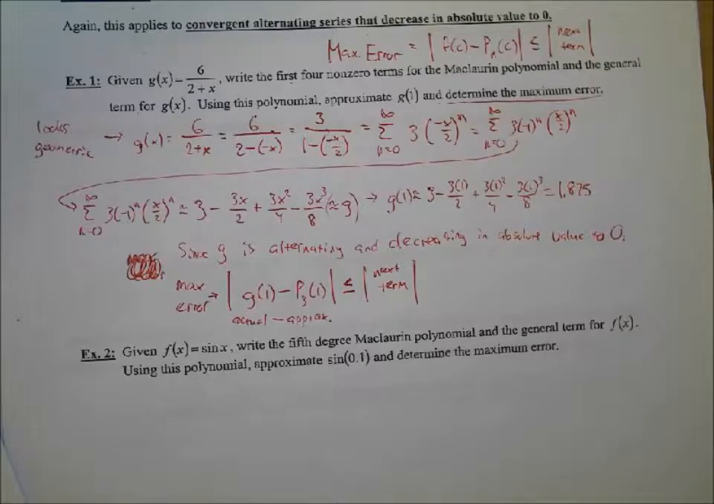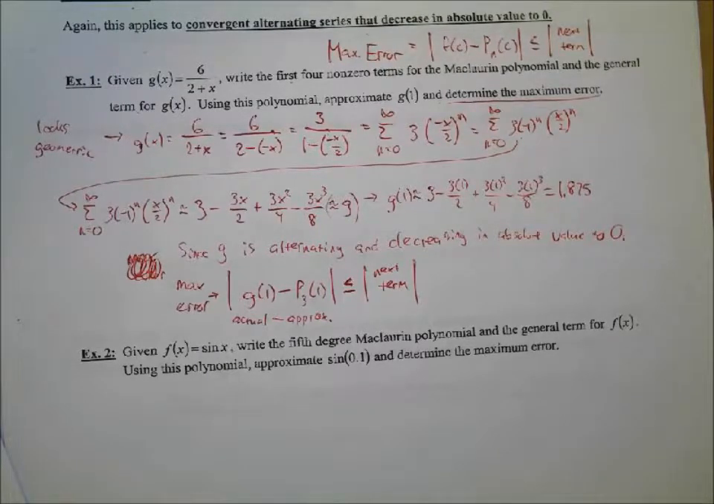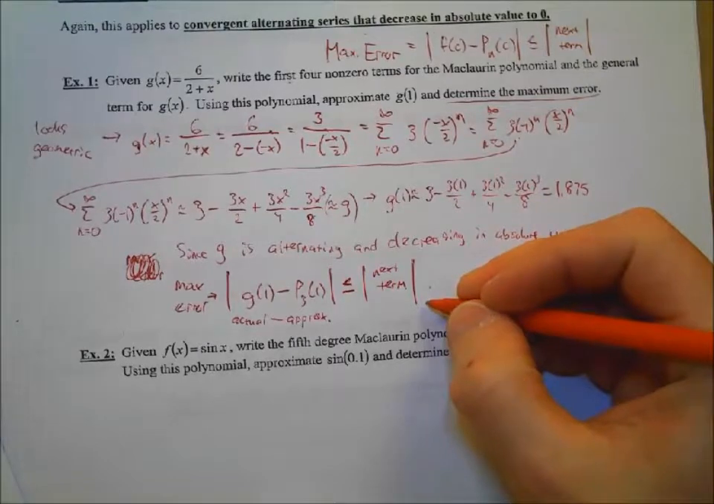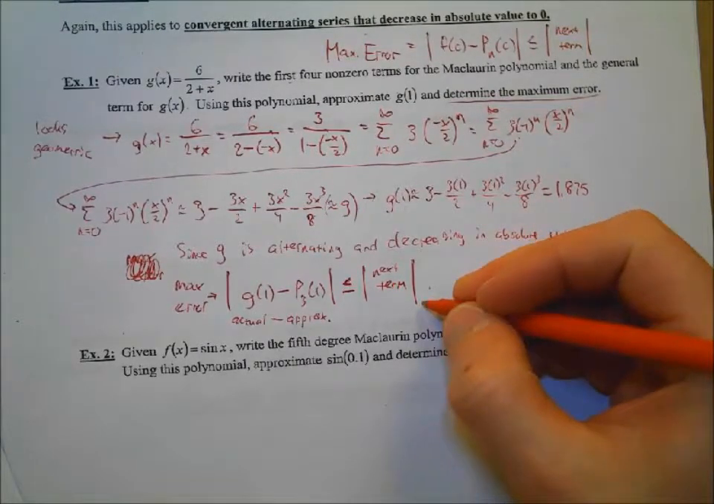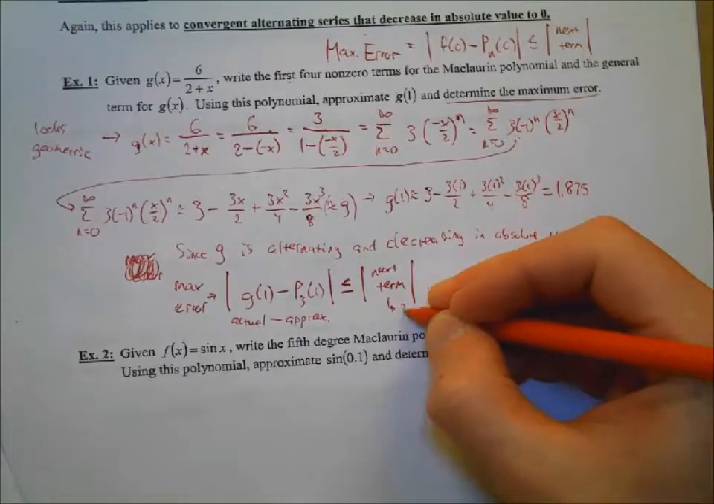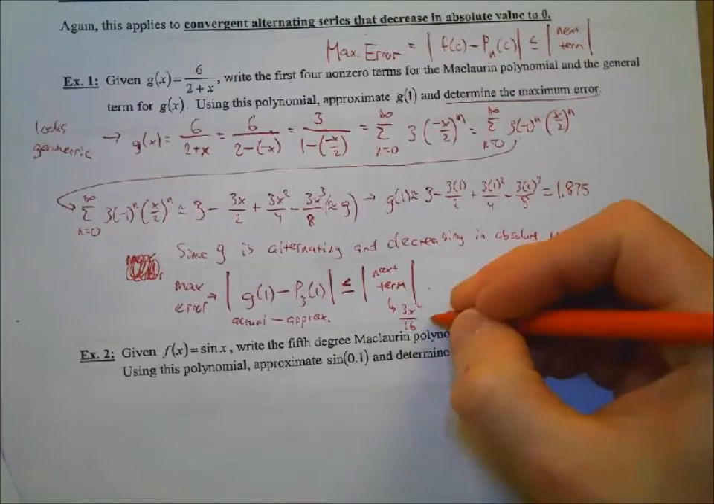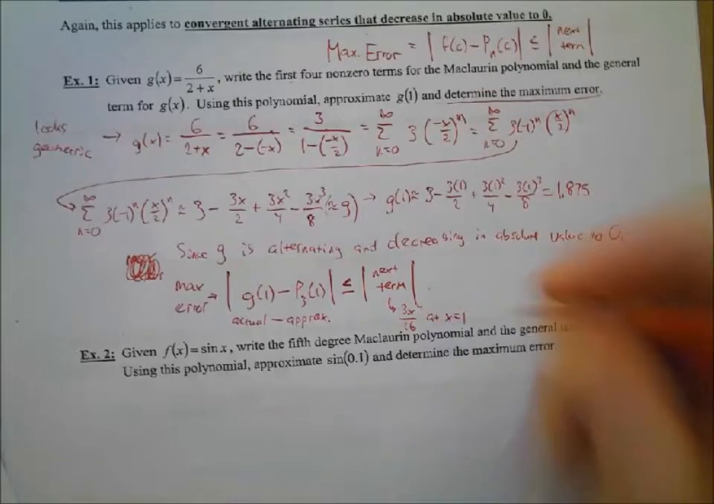Okay, so we went up to the third term here. What is the fourth term in this case? If we had the third term, the next term would be the fourth term. What would the format of that be? Yeah, it would be 3x to the fourth over 16. So the next term here is 3x to the fourth over 16. And we're going to evaluate that at that same x value, x equals 1.